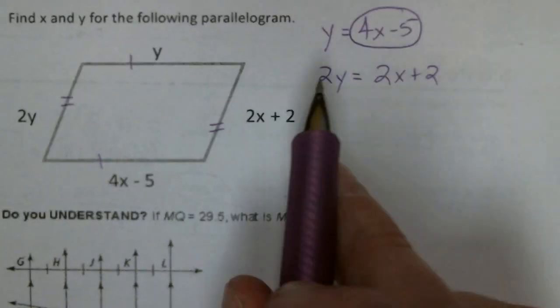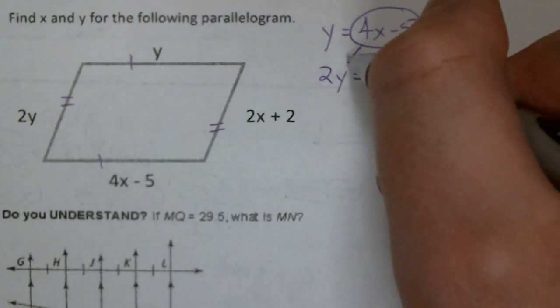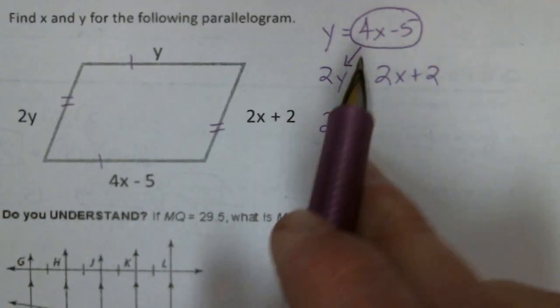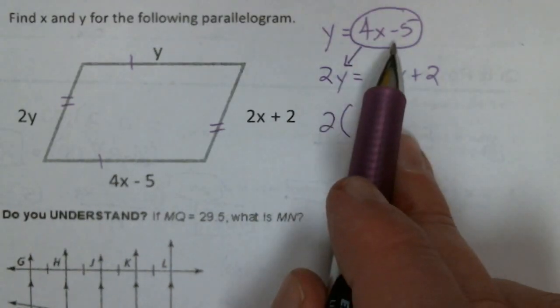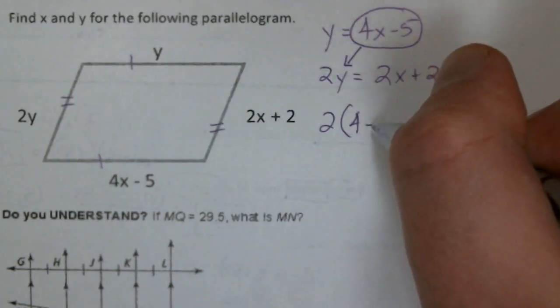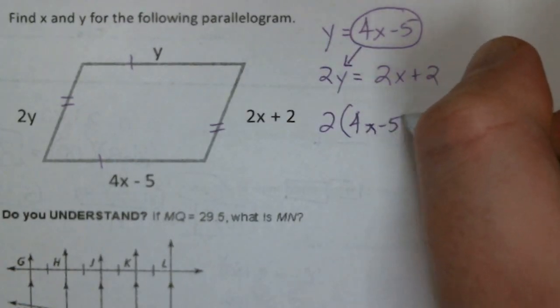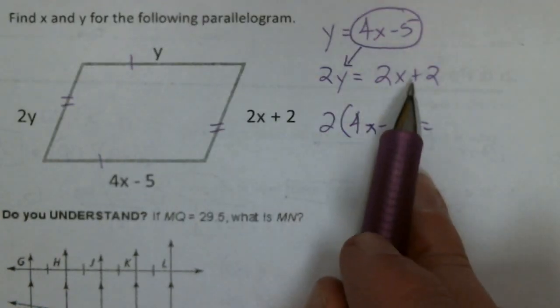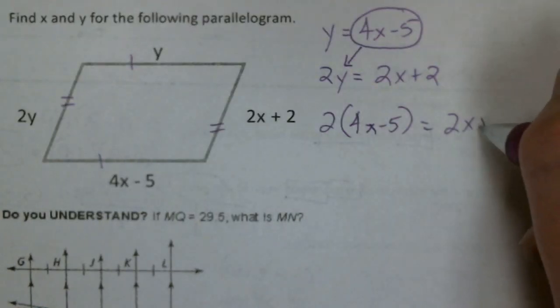So in the bottom equation, I got a y right here. I'm just going to stick in a 4x minus 5 right here. So in the bottom equation, I have 2 times y, but what is y? Y is equal to 4x minus 5. So I'm just going to substitute 4x minus 5. And then that's going to be equal to the right side of the equation, 2x plus 2.